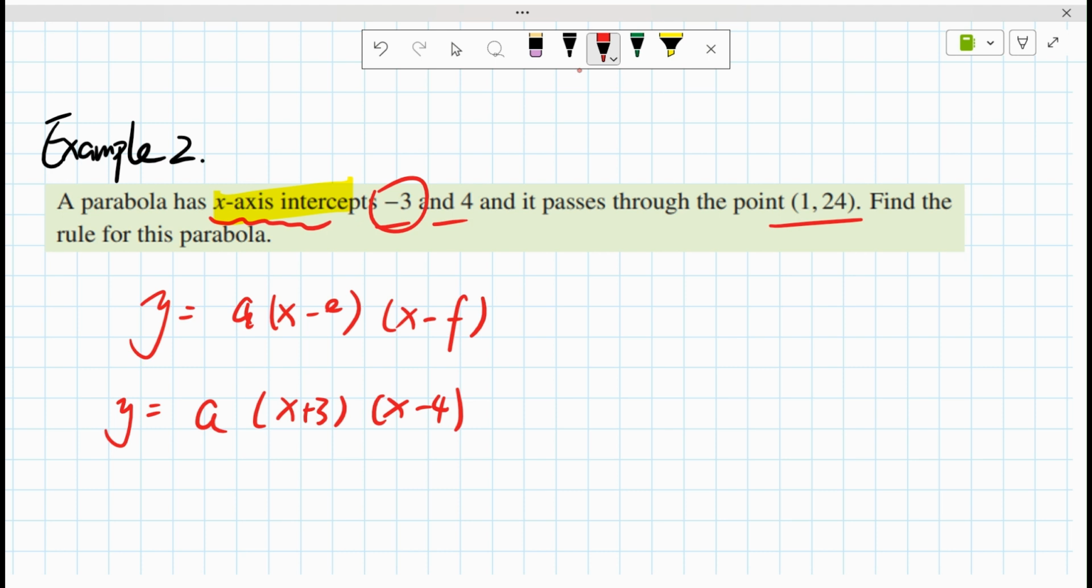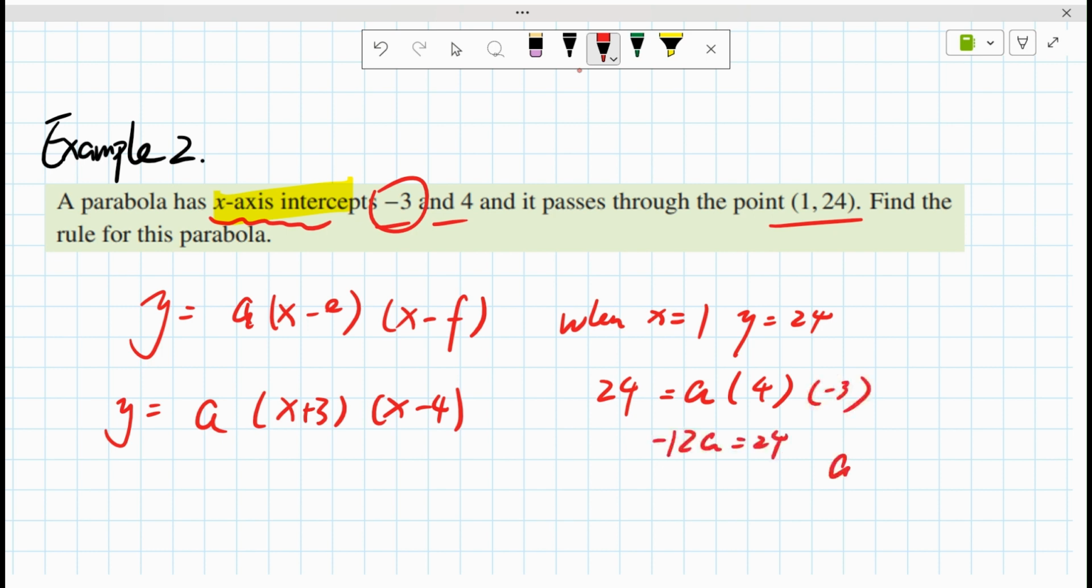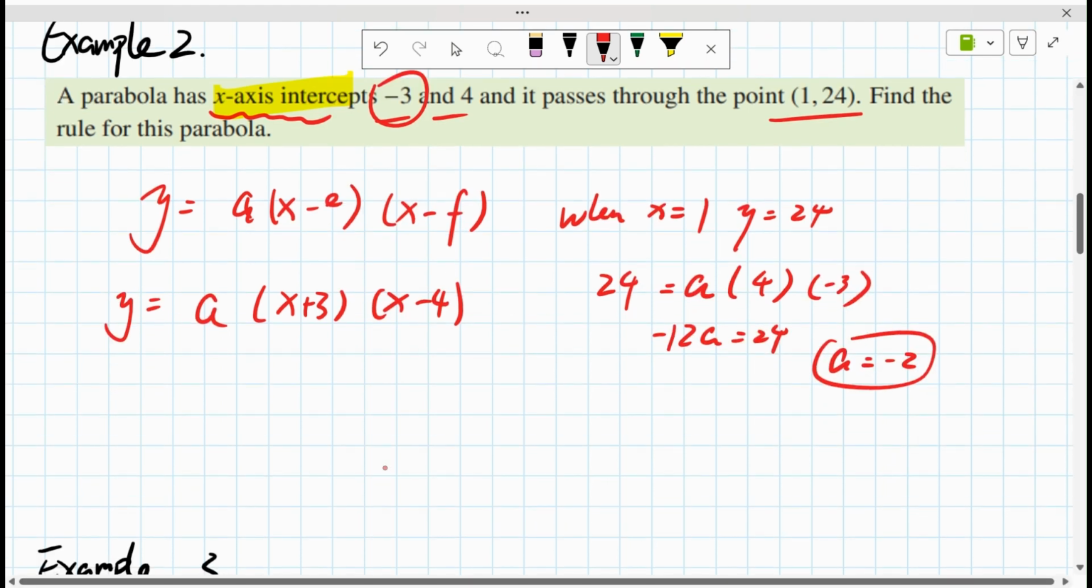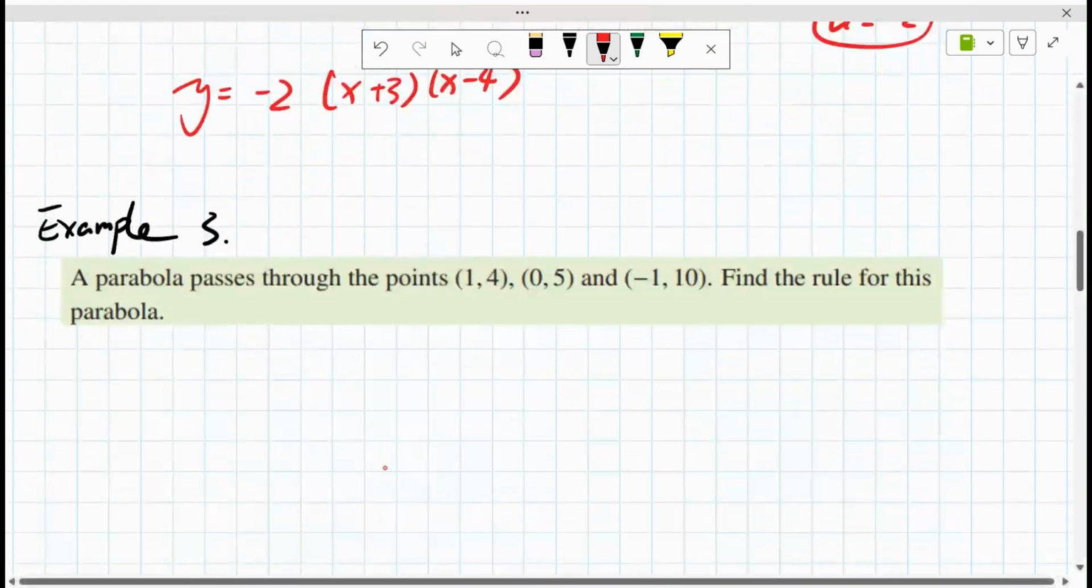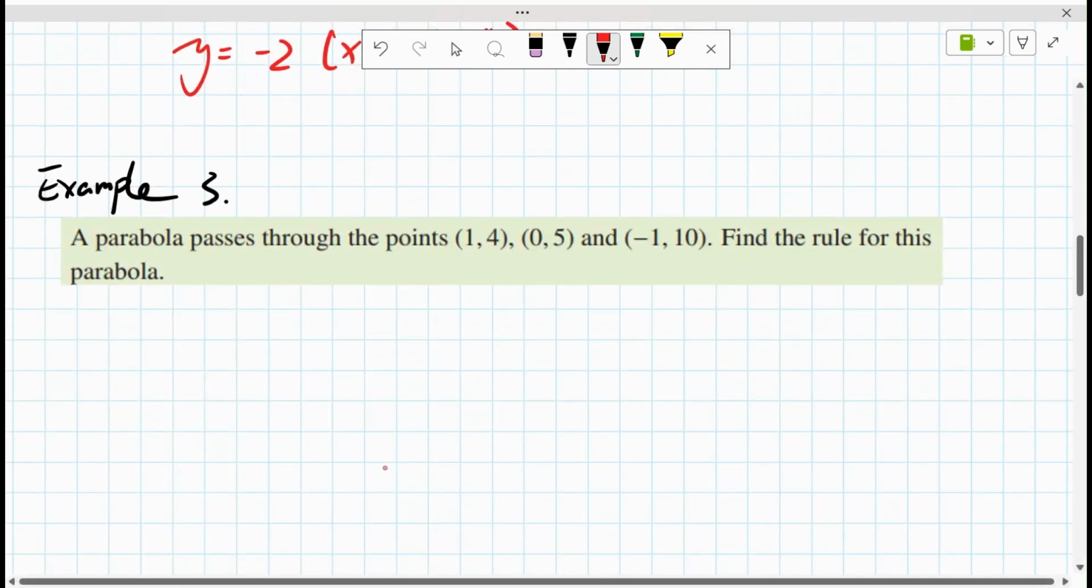Okay? Now, when x equals 1 and y equals 24, 24 equals a times 4 times negative 3, which is negative 12a. So 24 equals negative 12a, a equals minus 2. So y equals negative 2(x plus 3)(x minus 4). Perfect.